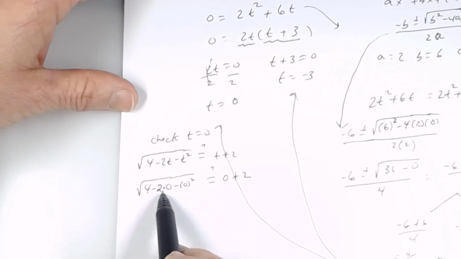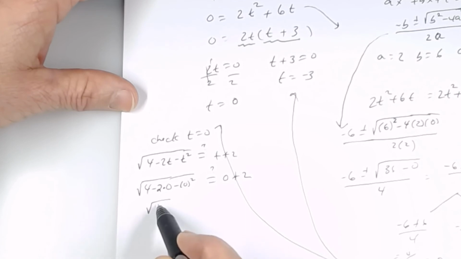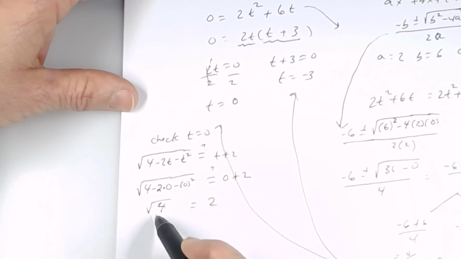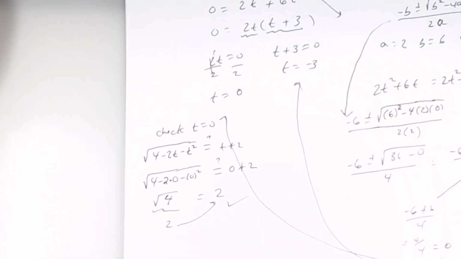So what's the only number that's under the radical? What do you get? Square root of what? 4. On the other side, what's 0 plus 2? 2. And the question is, is the square root of 4 equal to 2? Yeah. So t equals 0 is a solution to the radical equation.